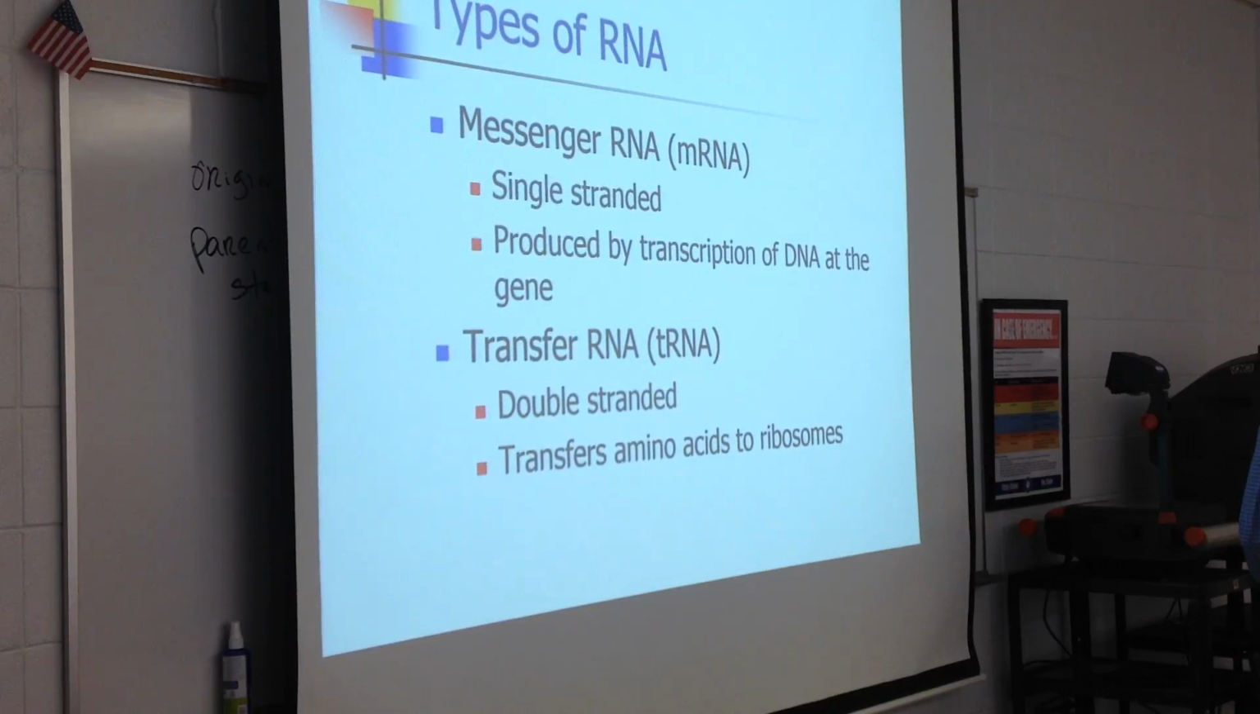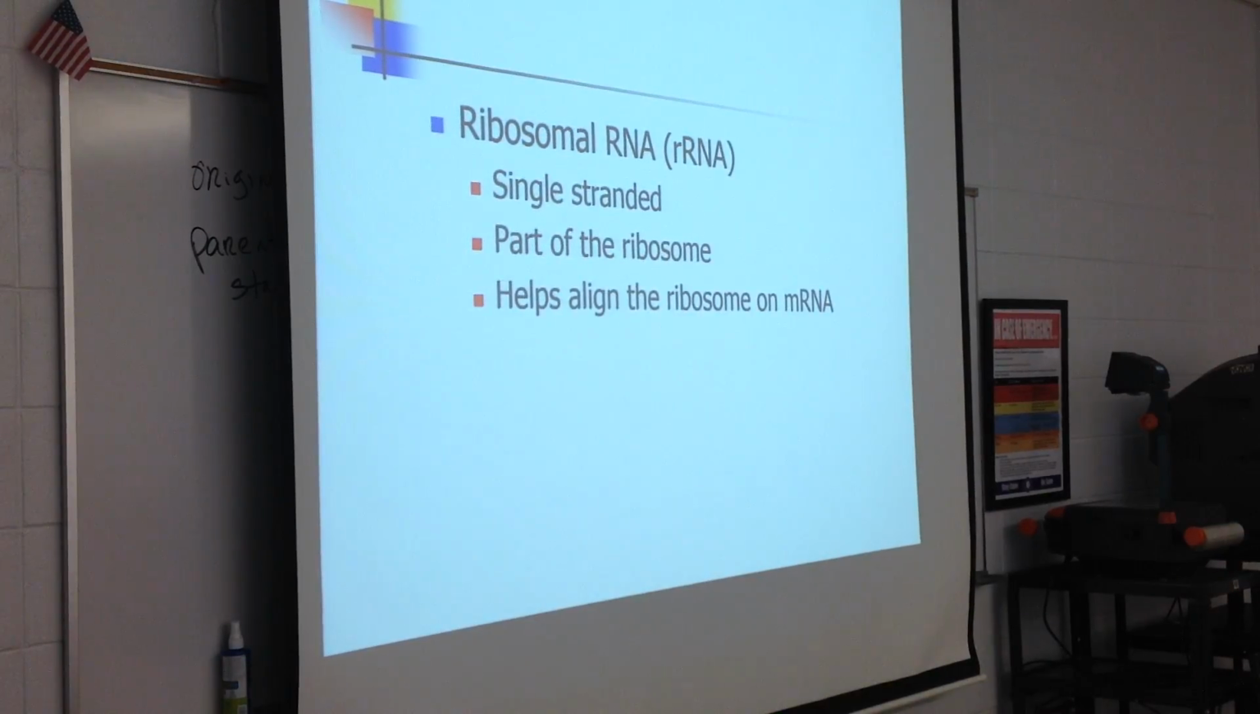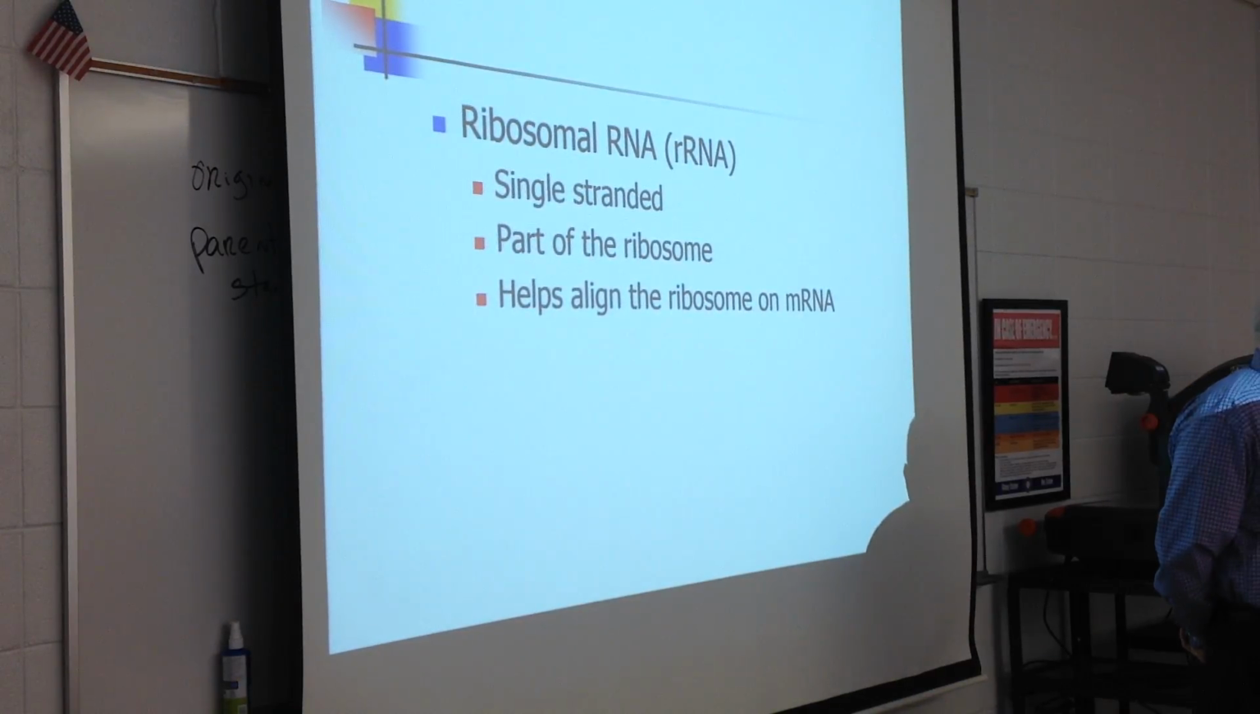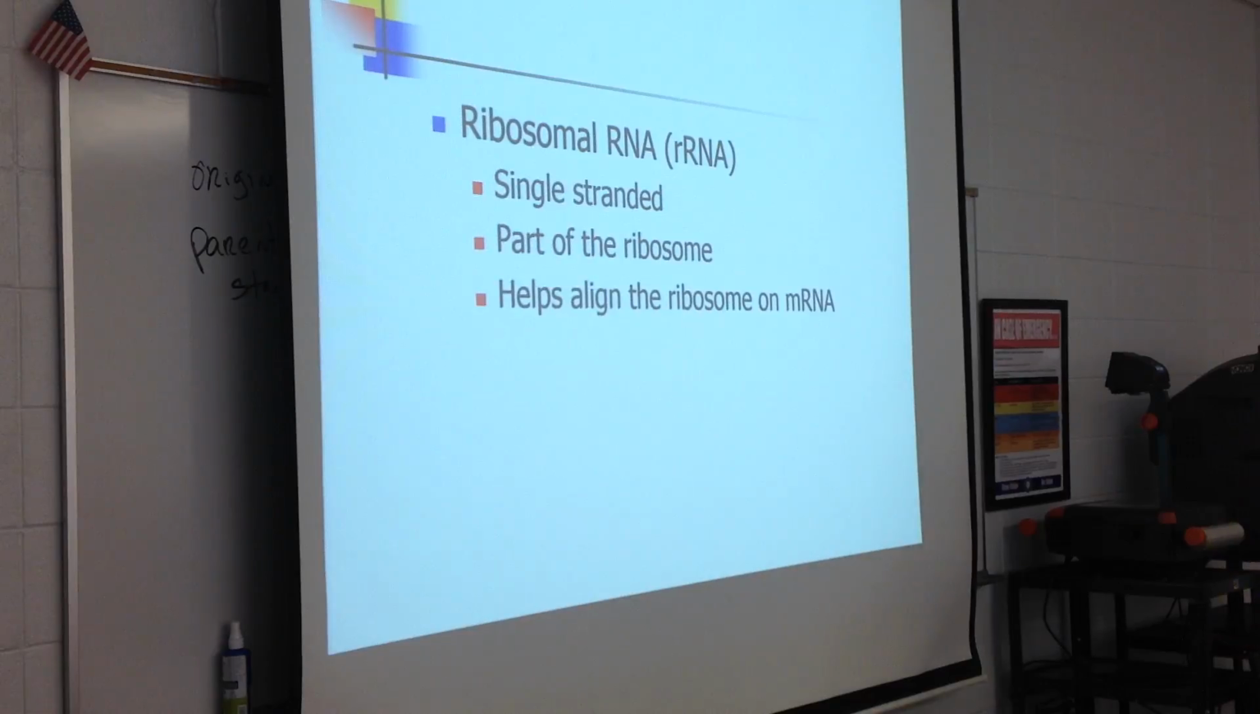And there's another little RNA that helps us out with that, which isn't on this slide. I don't know if I can put it in this one or not. Yes, there it is. Ribosomal RNA. Now, ribosomal RNA is single-stranded. It's part of a ribosome, and it helps to align the ribosome on the messenger RNA. That's what helps align the ribosome and the messenger RNA.